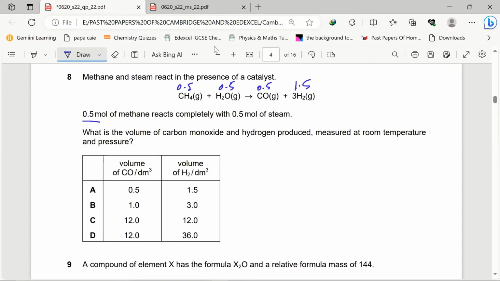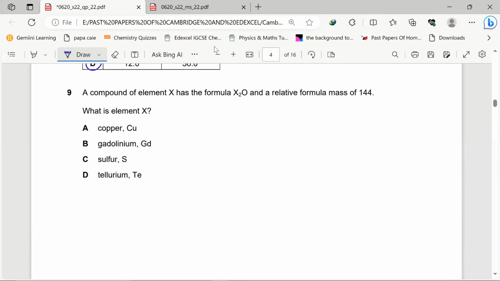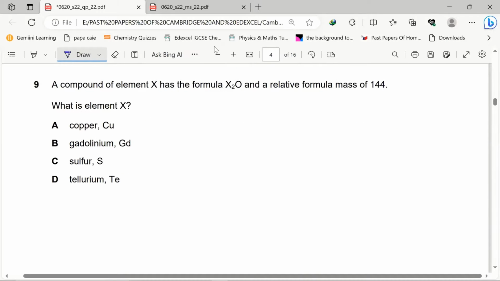We know to convert moles to volume, so 0.5 times 24, which is 12, right? 12 dm cube should be carbon monoxide, and hydrogen should be 1.5 mole times 24, which is 36. So 12 and 36 should be the correct answer, D. 36 dm cube. Simple.